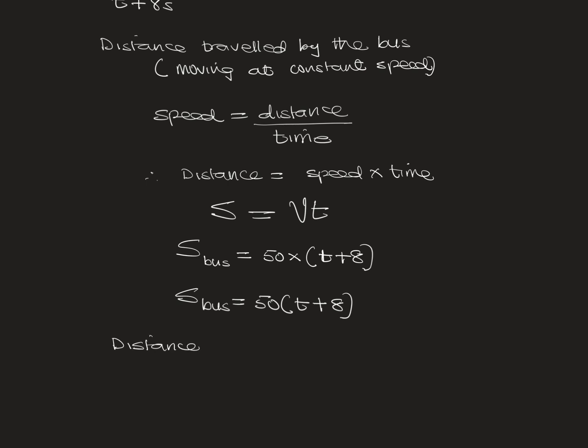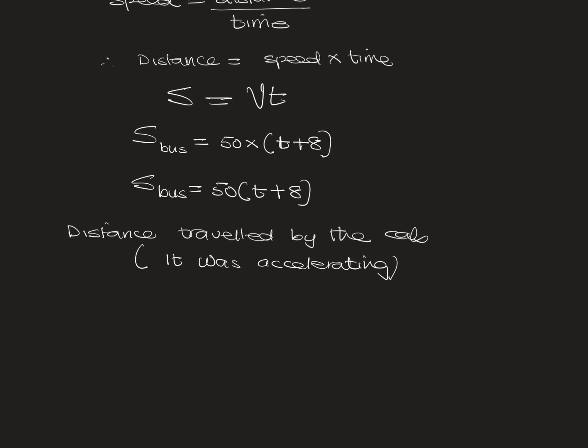Distance traveled by the cab. What do we know about the cab? It was accelerating. Okay? It was accelerating. So if it is accelerating, what formula do we have to use? Formulas that incorporate acceleration in them. So we can use s is equal to ut plus half at squared, right?